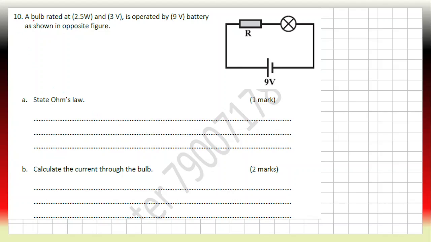Okay, then we have this one. A bulb rated at 2.5 watts and 3 volts is operated by a 9 volt battery as shown in the opposite figure. So this bulb, you should take note of this one. The power of the bulb is 2.5 watts and the potential difference through it, let me just call it V, is 3 volts.